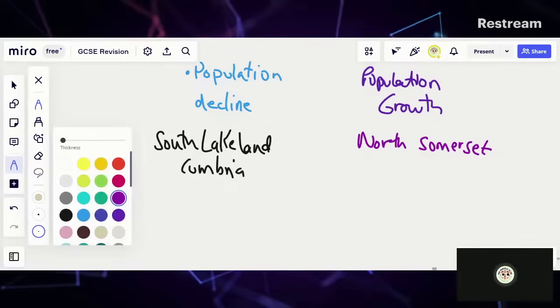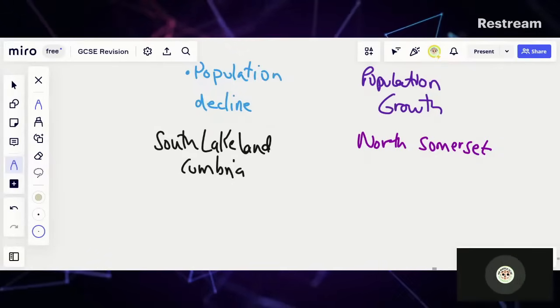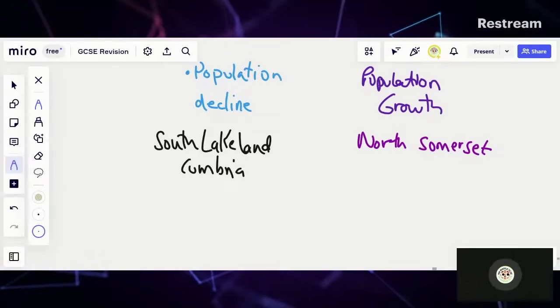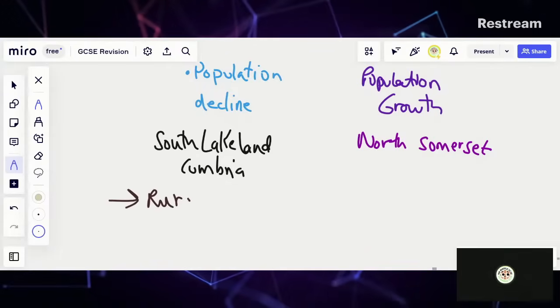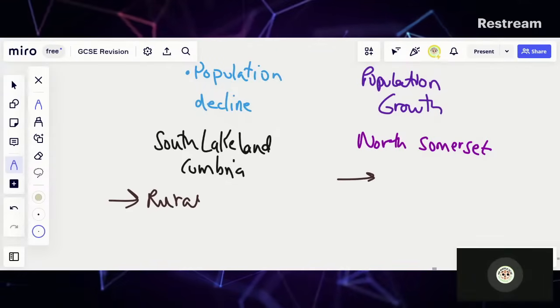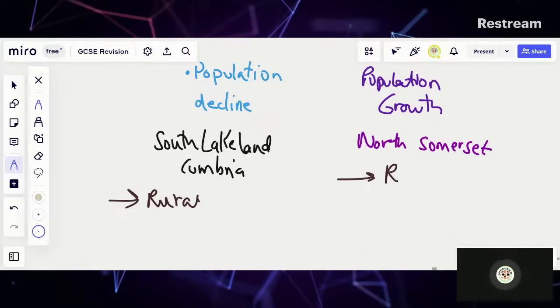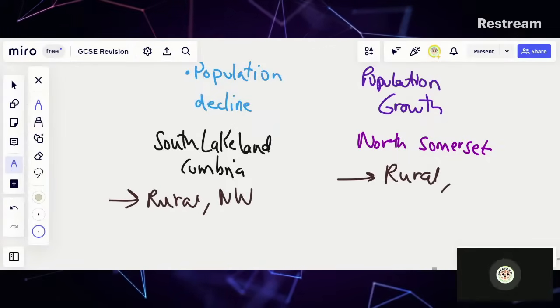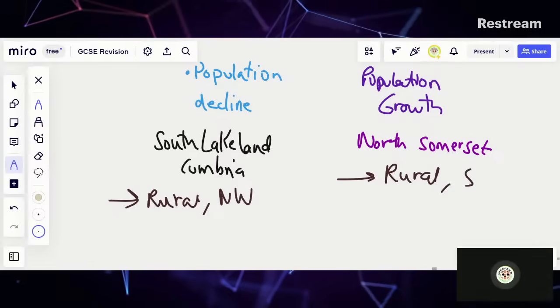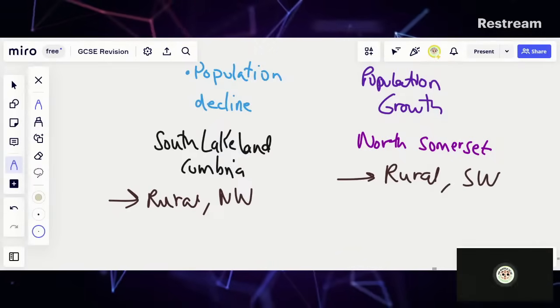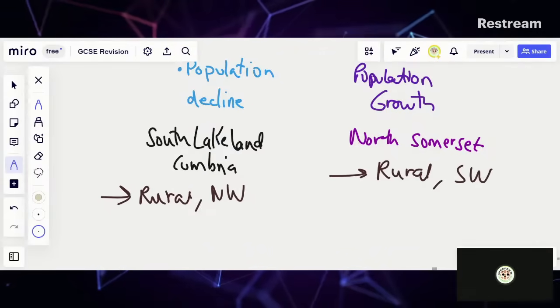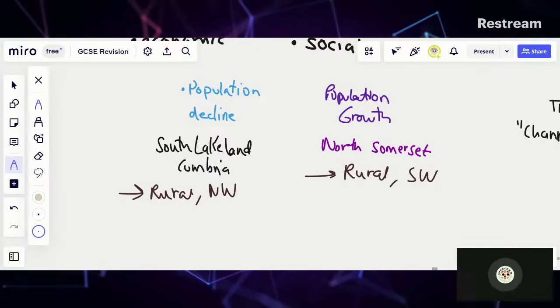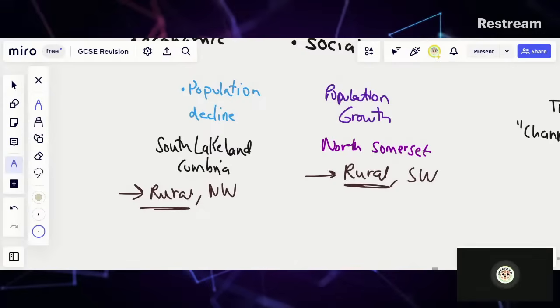So let's look at some differences. In South Lakeland, Cumbria is a rural area, and also North Somerset is a rural area. South Lakeland is found in the northwest of England, whereas North Somerset is found in the southwest of England. So northwest versus southwest. So it's really good that we have the idea that they're both rural. So we're trying to compare them as similarly as possible.